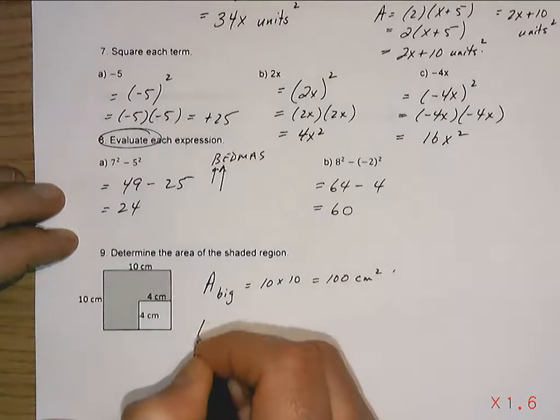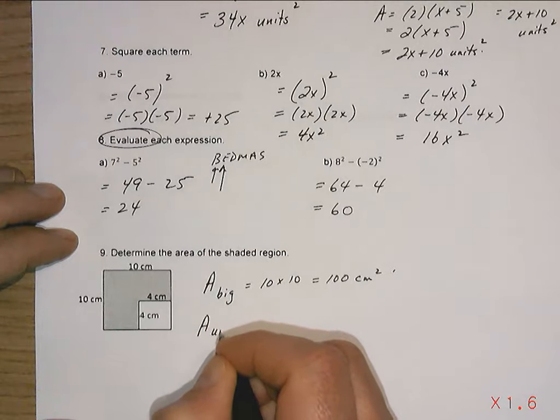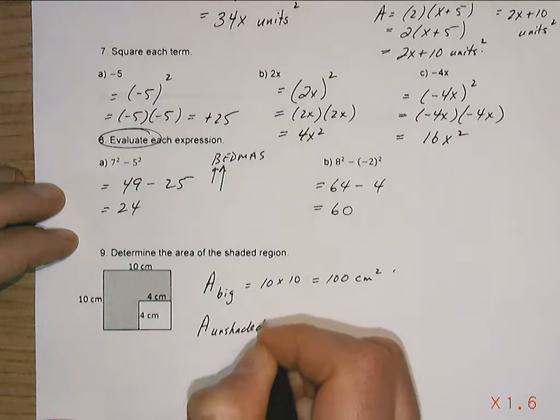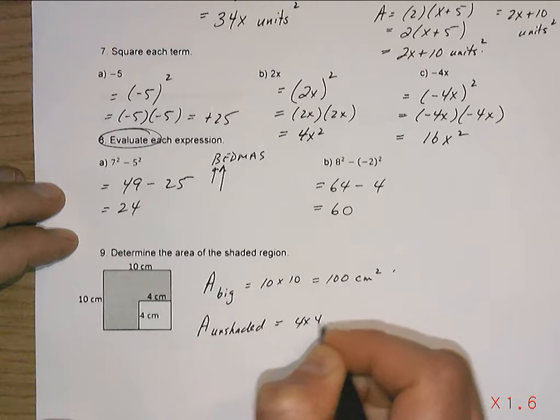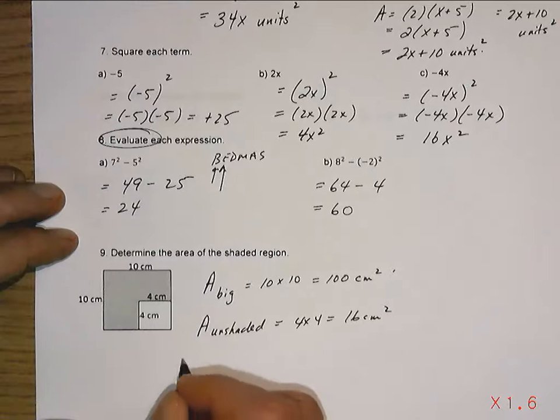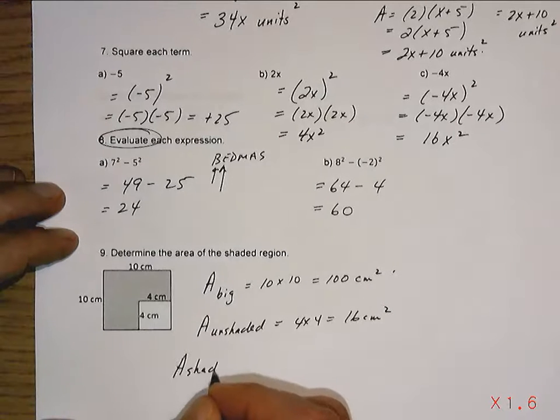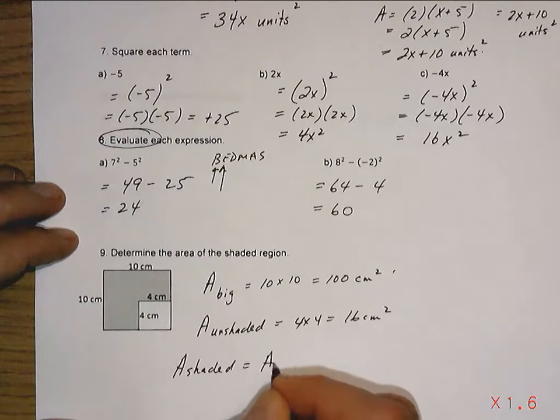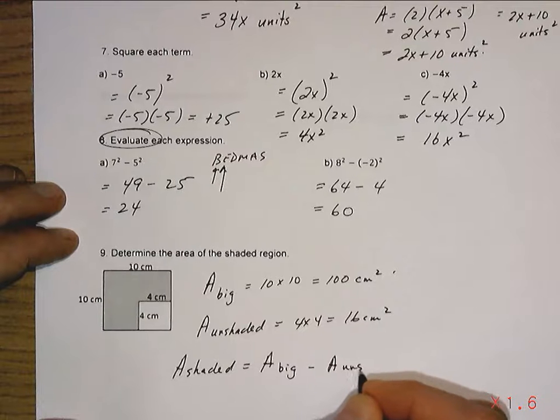The area of the unshaded is going to be 4 times 4, which is 16 centimeters squared. Therefore, the shaded will equal the area of the big minus the area of the unshaded. Are you ready for this, people?